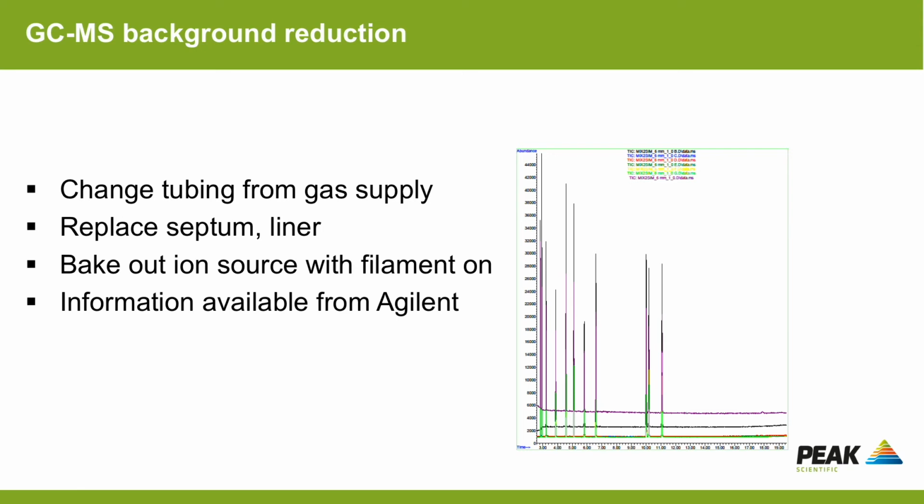And when changing to hydrogen, this has been highlighted by Agilent in particular, baking out the ion source can be important. So Agilent recommend to bake out the ion source at high temperature with the filament on overnight, and this has a good effect of reducing background.